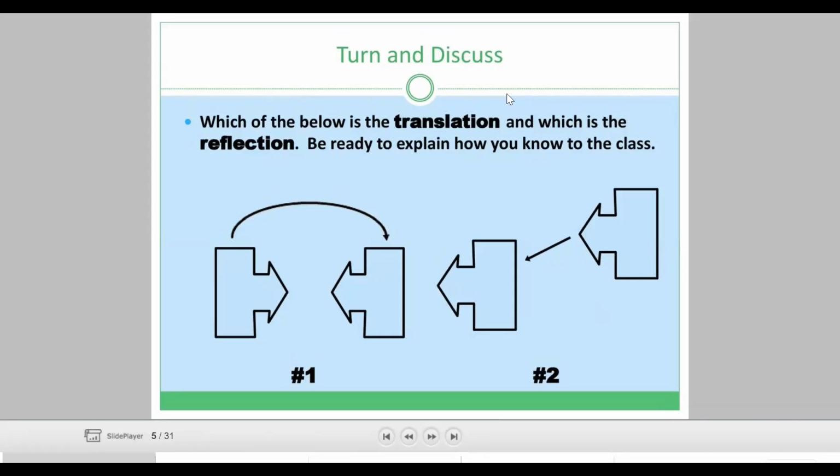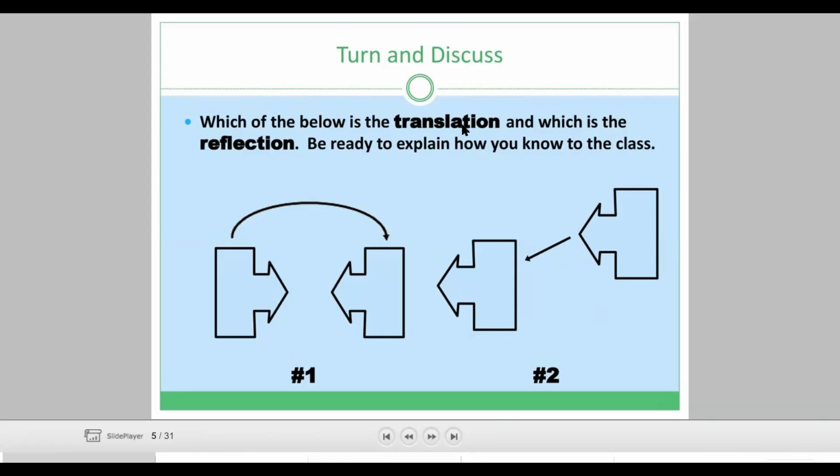Oh, I see someone said in the chat number one is a reflection and number two is a translation. Yeah, that's probably true. All right. So the last two answers are correct. Number one is a reflection and number two is a translation.